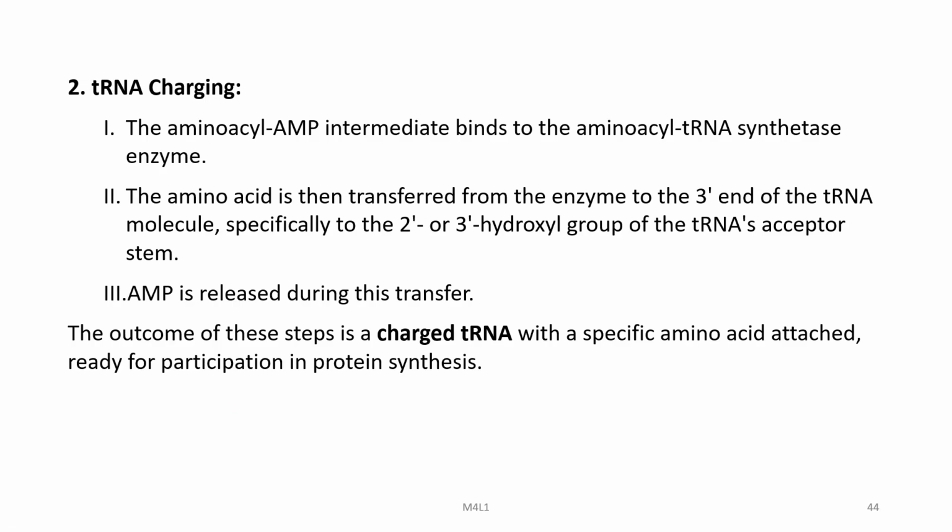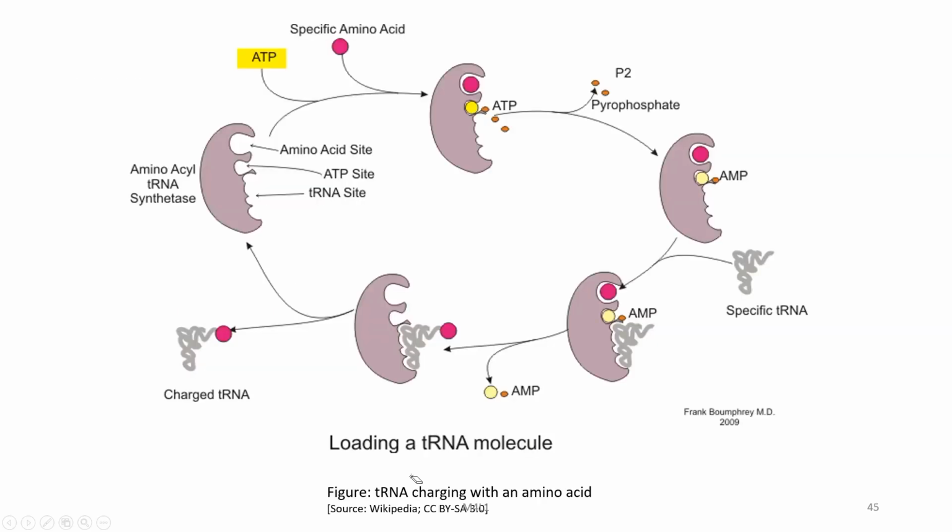Then tRNA charging. The aminoacyl AMP intermediate binds to the aminoacyl tRNA synthetase enzyme. The amino acid is then transferred from the enzyme to the 3' end of the tRNA molecule, specifically to the 2' or 3' hydroxyl group of the tRNA's acceptor stem. AMP is released during this transfer. The outcome of these steps is a charged tRNA with a specific amino acid attached, ready for participation in protein synthesis. So, this is in brief the diagrammatic representation of the loading of a tRNA molecule by the process that we have just described.